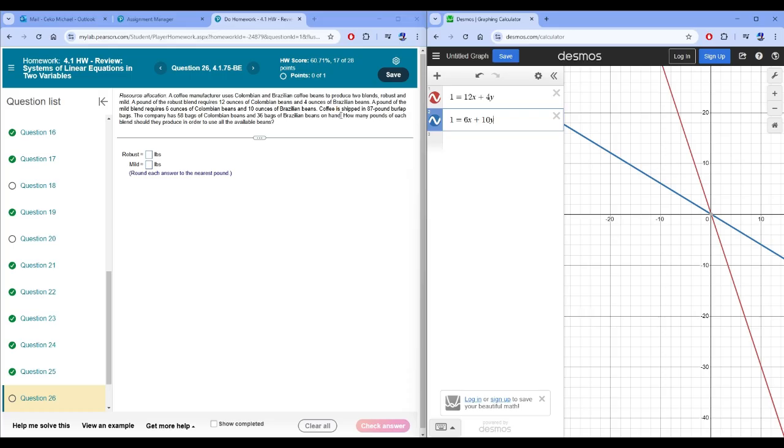Okay. Now, coffee is shipped in 58-pound burlap bags. The company has 58 bags of Colombian beans and 36 bags of Brazilian beans on hand. How many pounds of each blend should they produce in order to use all the beans?